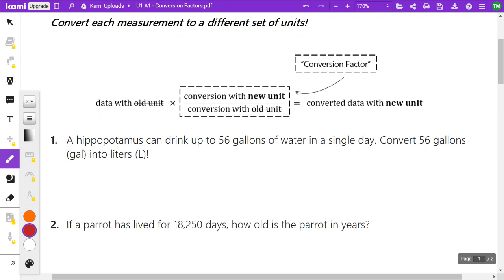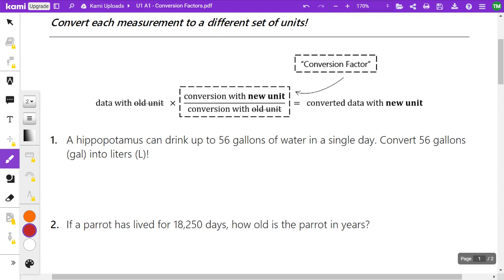Now, that is not the case with a lot of conversions, especially with the US customary system. So, I'm going to show you how to handle any kind of unit conversion, whether it's in or out of the metric system, officially doing it the math way instead of just the shortcut of moving your decimal place. So let's look at this example here.